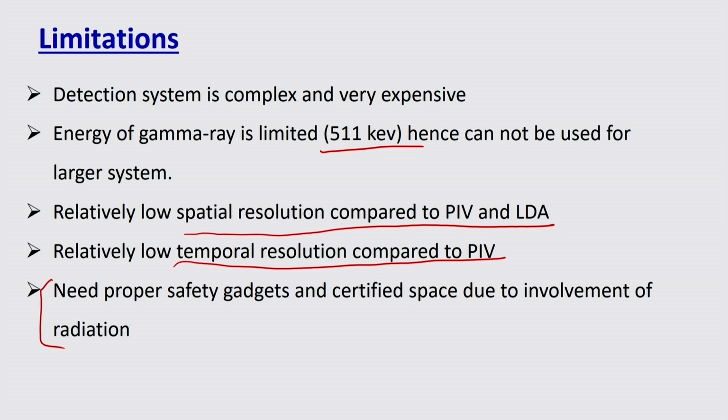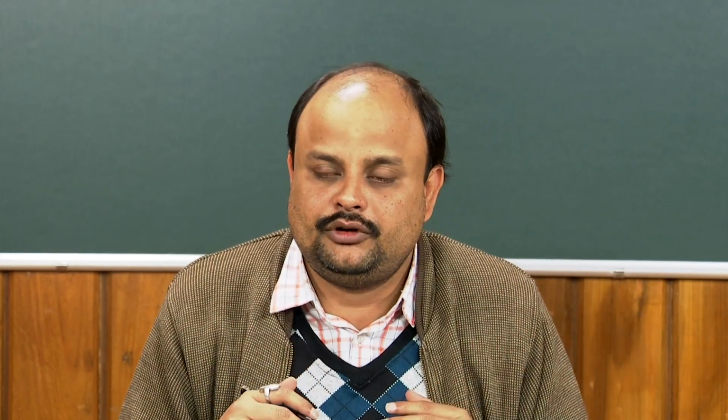It is not like PIV and LDA, which anyone can use. You require a lot of homework and work before you start doing these experiments. A lot of approval will be needed, and you need a trained person who knows how to handle radiation. But the major advantage which gives a boost to this technique is that you can use it for opaque systems, for an opaque column. If the column is transparent but the system is opaque, like the fluidized bed I showed in the previous figure, you can still use it because you are using gamma radiation. It can penetrate anything. That is the major advantage.